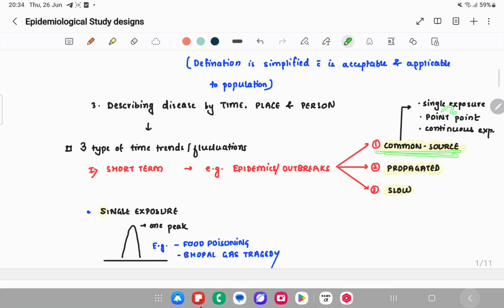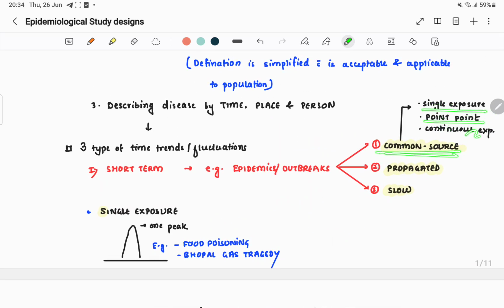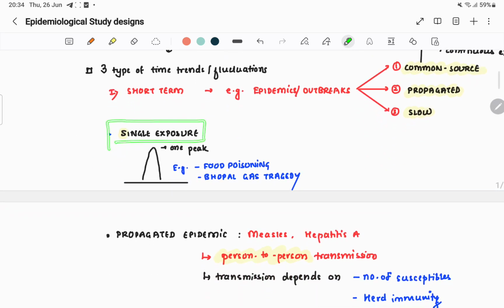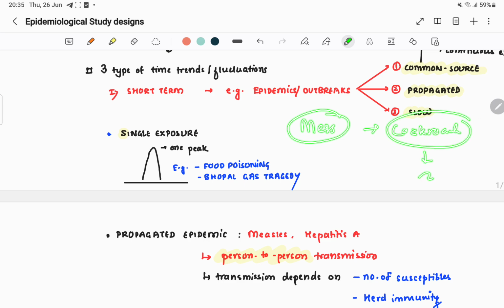Common source may be divided into three types: single exposure, point source, and continuous exposure. Single exposure, common source epidemic. One exposure and it leads to an epidemic. Common source, one peak only. Look at this. People took mess food. Mess food had contamination with cockroach. People fell sick. It is an epidemic. The mess has a common kitchen. There is a common source.